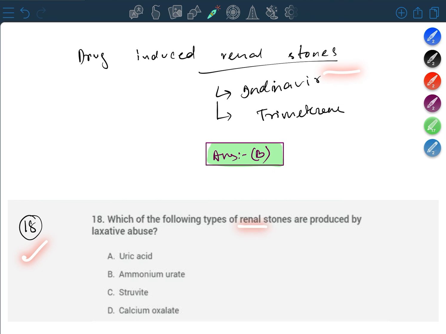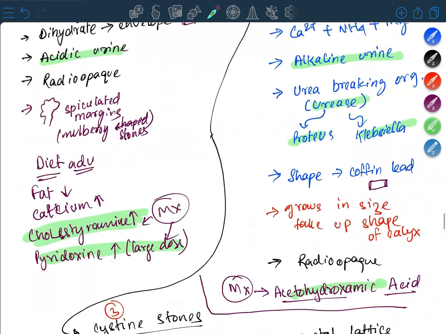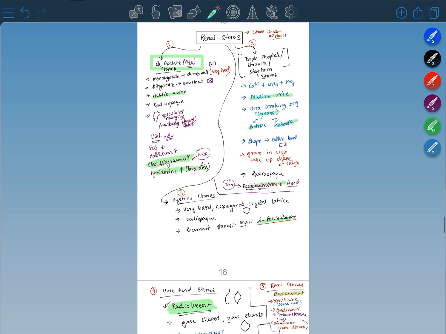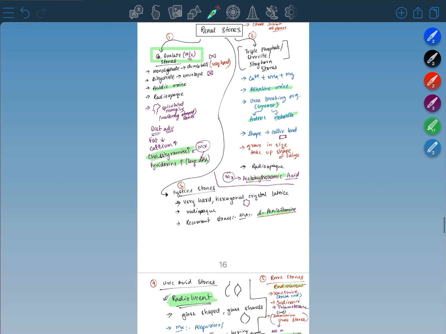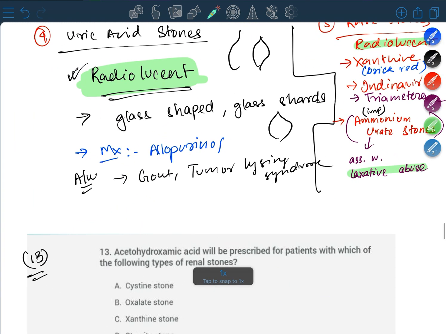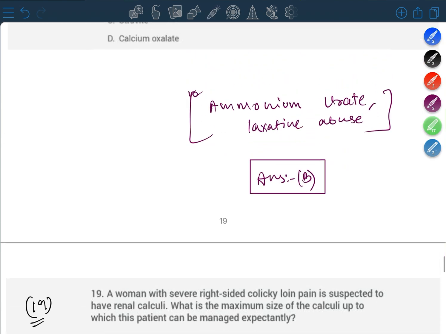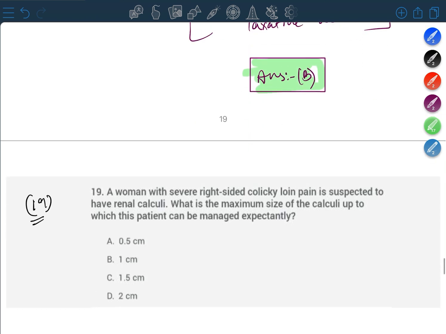Which of the following renal stones is produced by laxative abuse? Ammonium urate. Done. Especially in the special stones, that's why I'm telling you, if you are able to understand this and this, then all your questions will be done. Ammonium urate is associated with laxative abuse. Done. They're all one-liners.